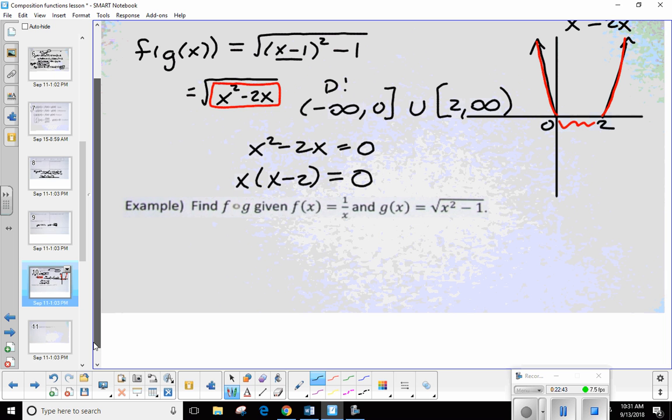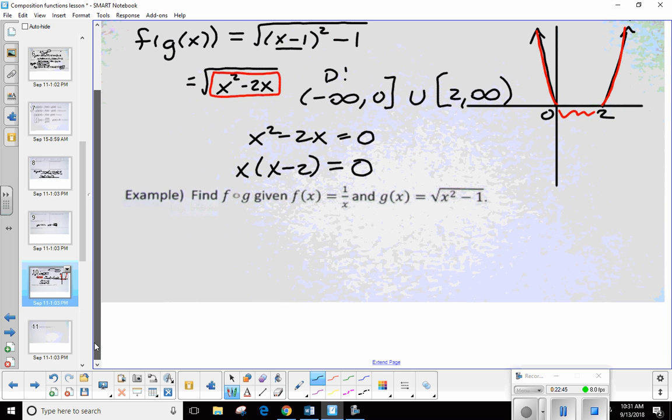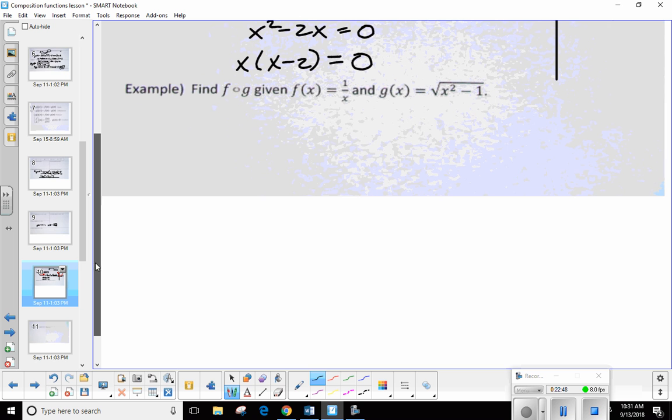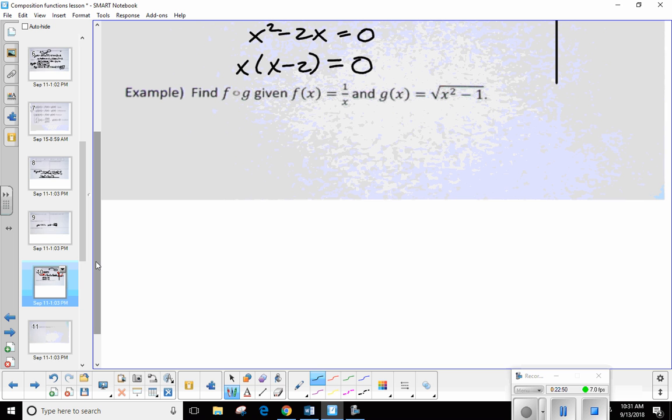Now, you may not be done, and that's okay. Let me go ahead and start to catch up with you folks. All right, so just like before, I want f composed with g, so I'm going to take g's equation and plug it in. So f of g of x is going to be 1 over this square root of x squared minus 1. All I'm doing is replacing the x with that function. And we could go ahead and rationalize it because we don't like radicals in the denominator, but I'm not really worried about that right now. So we'll just leave it like this: 1 over the square root of x squared minus 1.